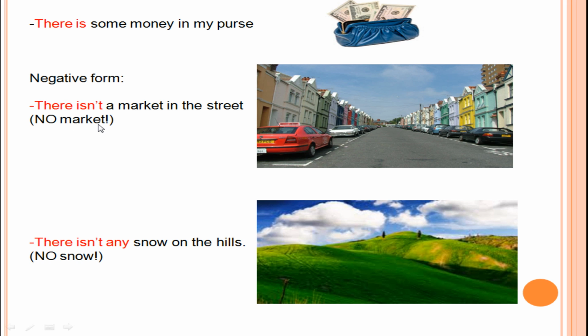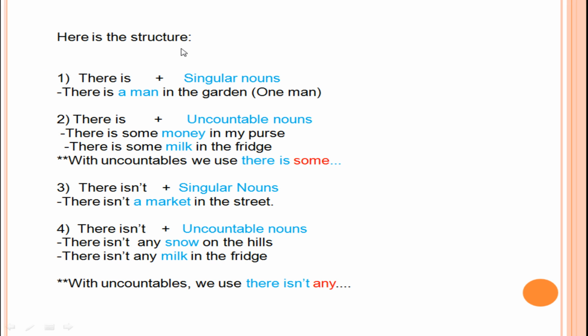No market. There isn't any snow on the hills. No snow. Here is the structure. We use there is with singular nouns.